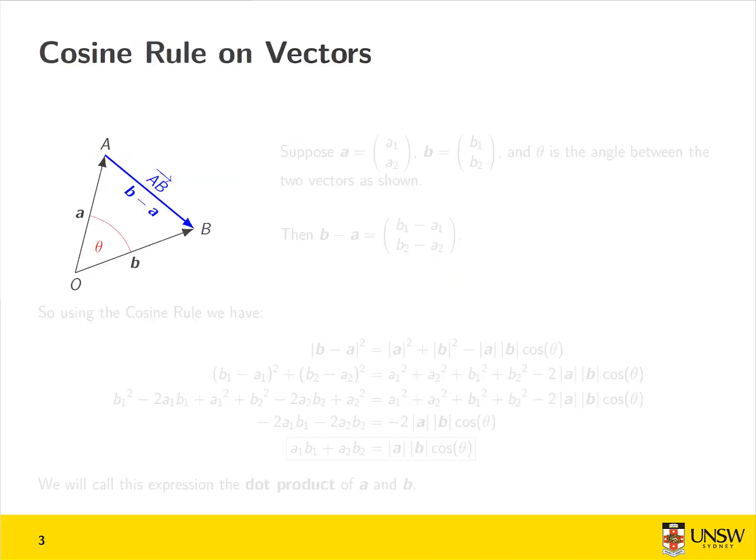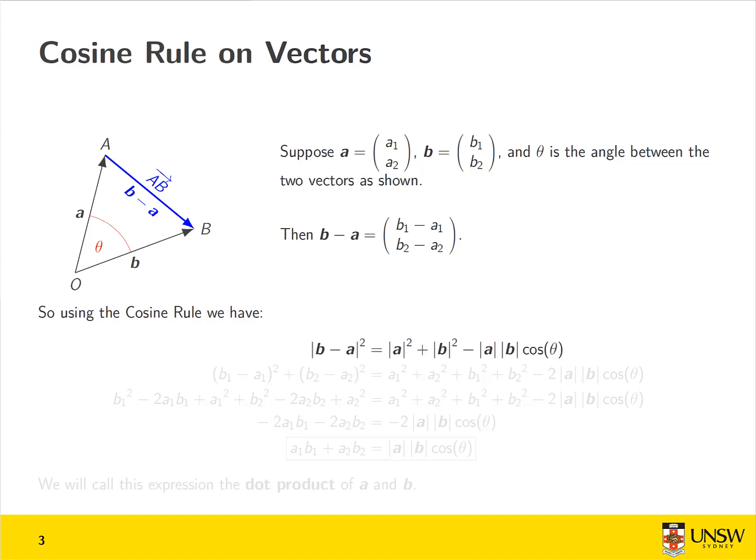The displacement vector diagram naturally forms a triangle, so this might motivate us to apply the cosine rule to this triangle. Let's consider two two-dimensional vectors A and B, and let's denote by theta the angle between them when their tails are touching. If the components of A are given by A1 and A2, and similarly B1 and B2 for B, then the displacement vector B minus A has components B1 minus A1 and B2 minus A2.